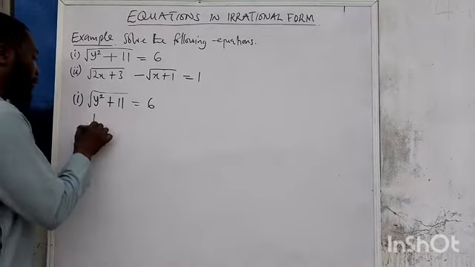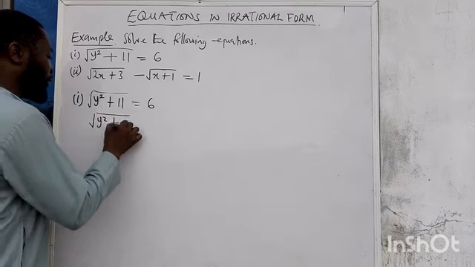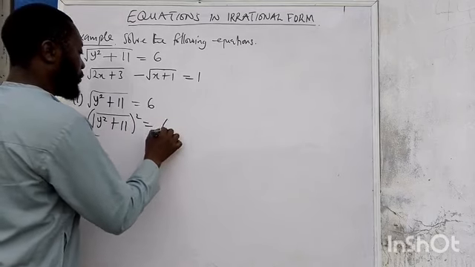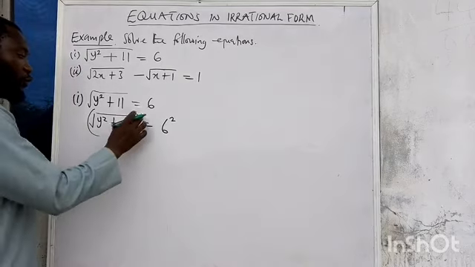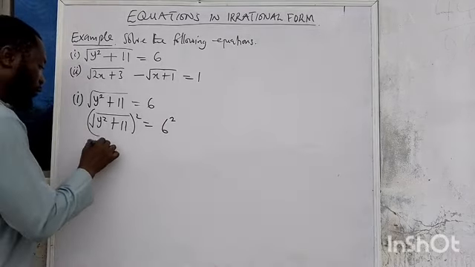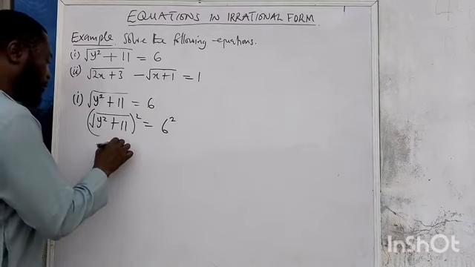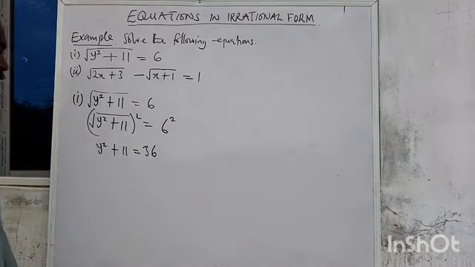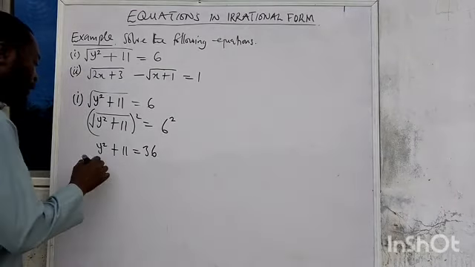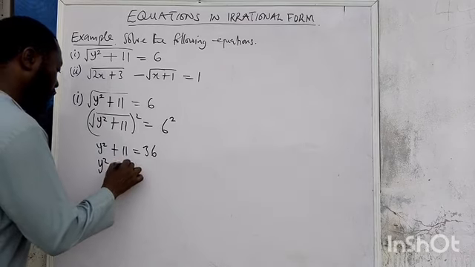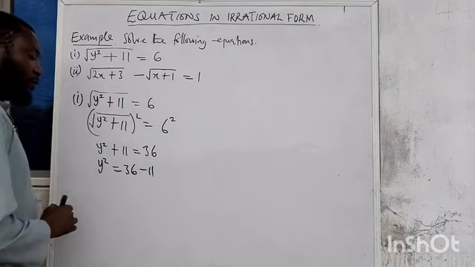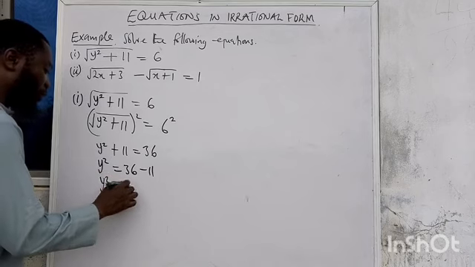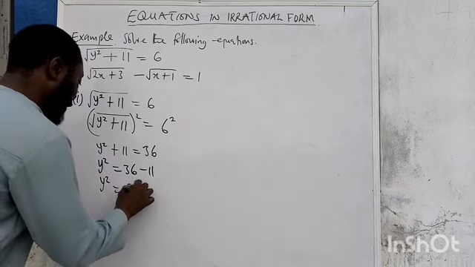Now, so we square both sides, so we have square root of Y squared plus 11, squared, equals to 6 squared. The square will remove the square root here, so you have just Y squared plus 11 equals to 36, because square of 6 is 36. Now we simplify further again, collect the like terms. Y squared equals to 36 minus 11, because once you move this to the other side, it becomes negative. Now you have again Y squared equals 36 minus 11, that is just 25.